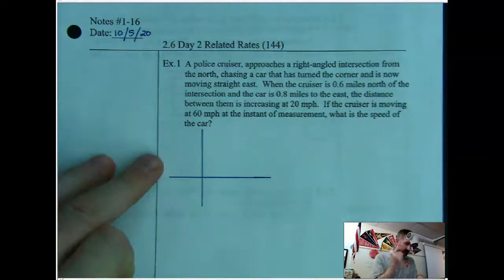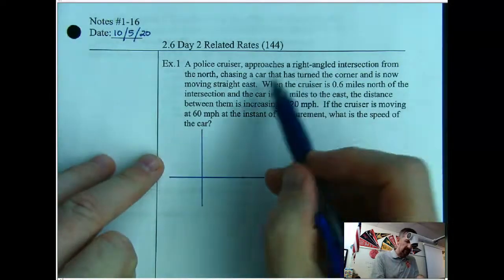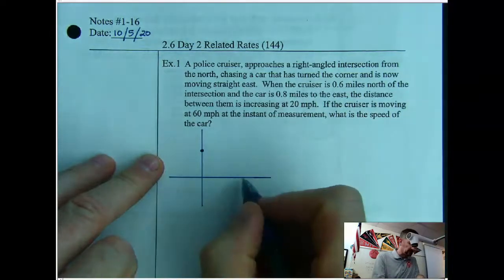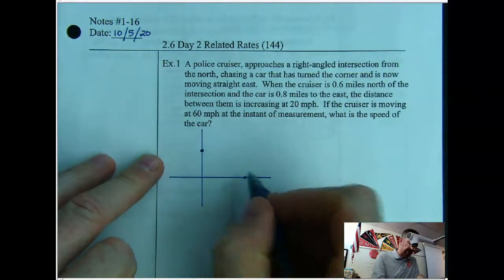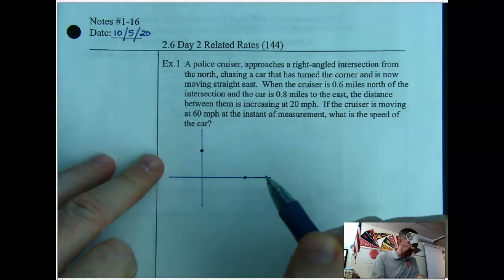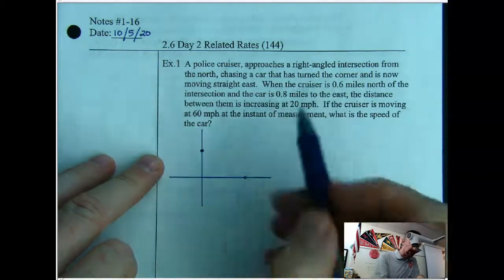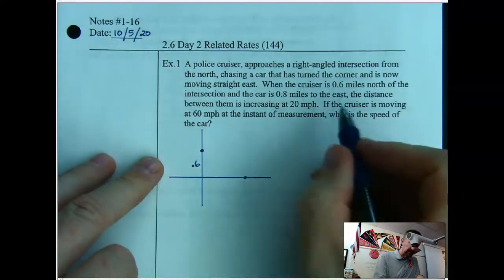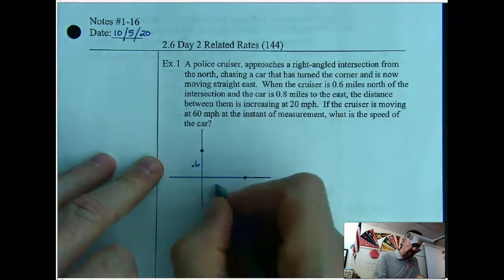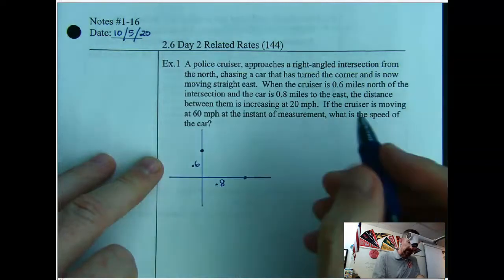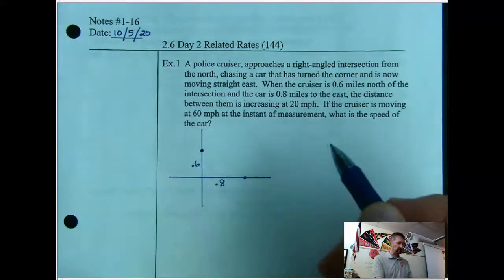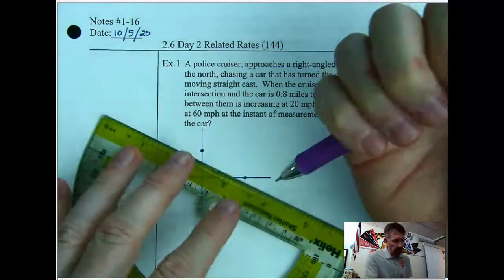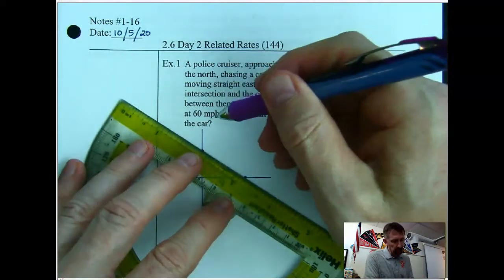So the police car approaches from the north. So the police car is up here, and there's another car over here that they're chasing that's already gone through the intersection. So when the cruiser is 0.6 miles, so this is 0.6, the car is 0.8 miles to the east. Okay, the distance between them, that's right here.